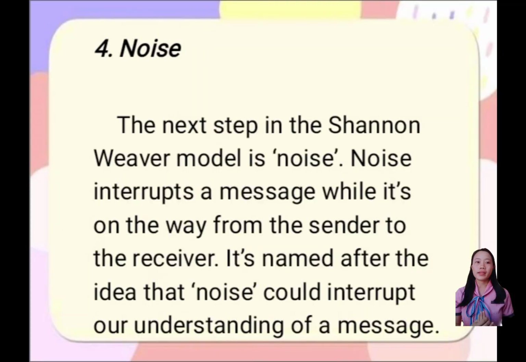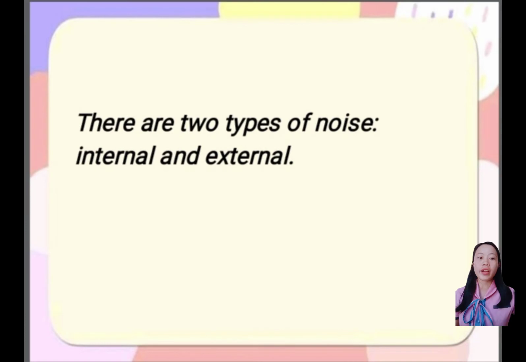Number four is noise. The next step in the Shannon-Weaver model is noise. Noise interrupts a message while it's on the way from the sender to the receiver. It's named after the idea that noise could interrupt our understanding of a message. So there are two types of noise, internal and external.